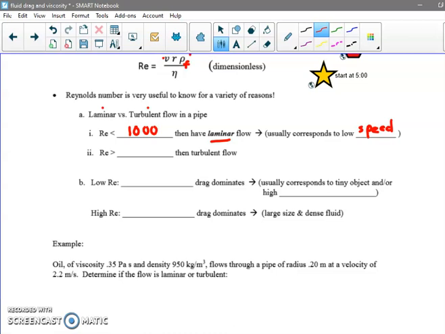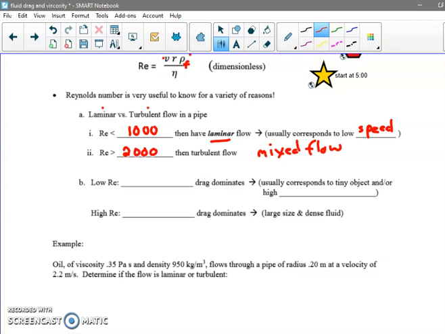Now, for turbulent flow, you might think it's as simple as greater than 1,000. Actually, no, it's greater than, depending on the situation, I'm going to go here with about 2,000 value. And so you might ask, what happens between 1,000 and 2,000? You have a mixed flow, where it's kind of a gray area.